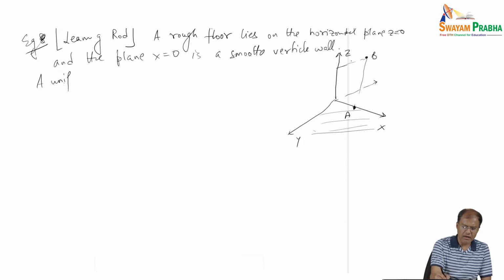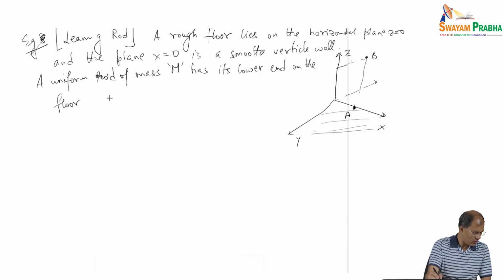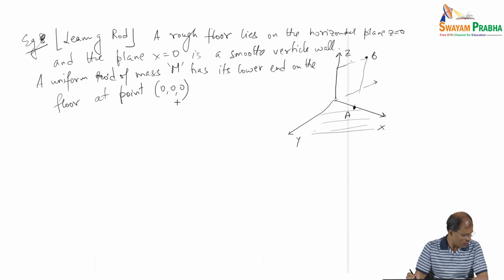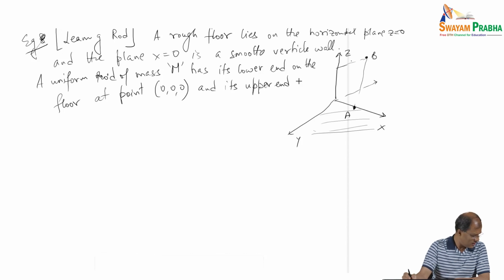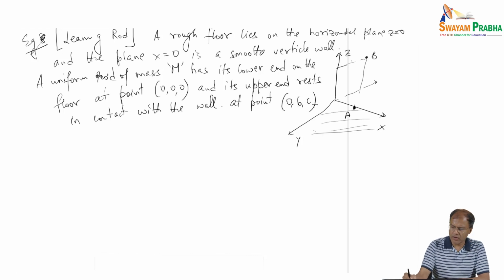Then we have a uniform rod of mass m, and it has its lower end on the floor at point 0, and its upper end rests in contact with the wall at point 0, B, C, right?